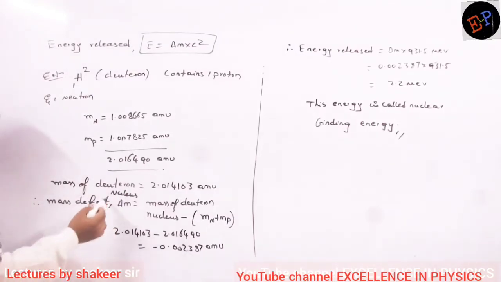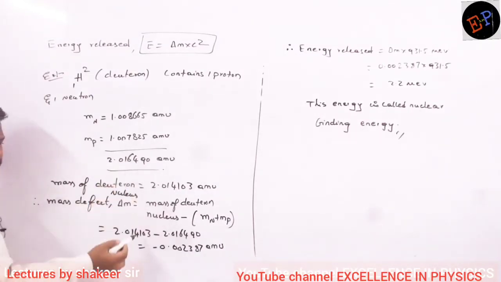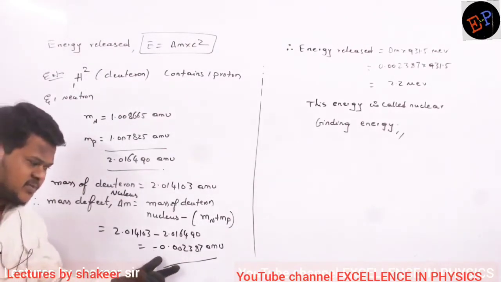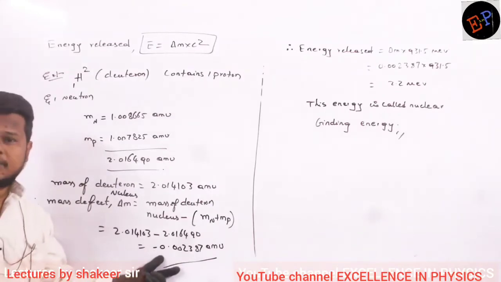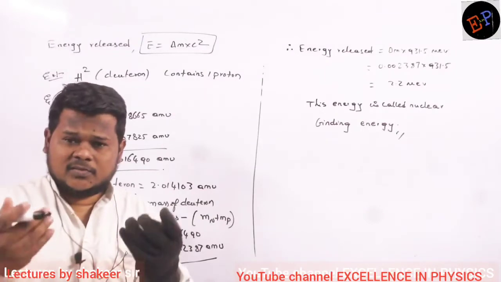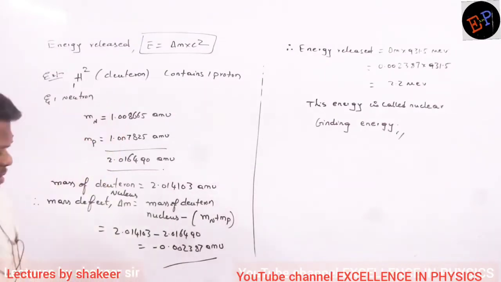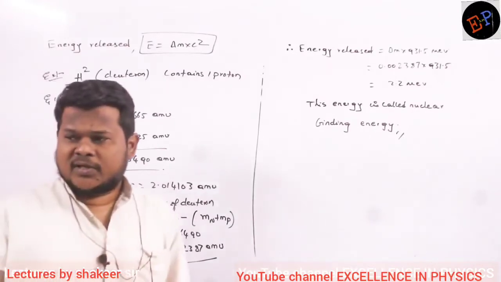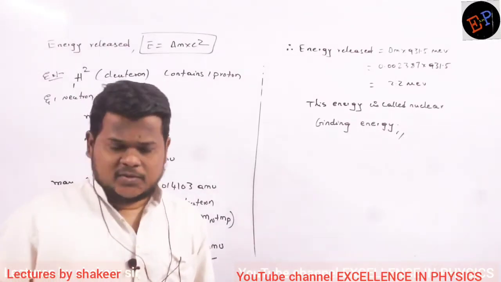So therefore what is the mass defect? This value minus this value, so this is the value which I got. So what is this mass defect? It means that this much amount of mass has disappeared. Inta massu nucleus form ayye process lo mayamaipoyindi. So this is the amount of mass which has disappeared when this nucleus was formed.